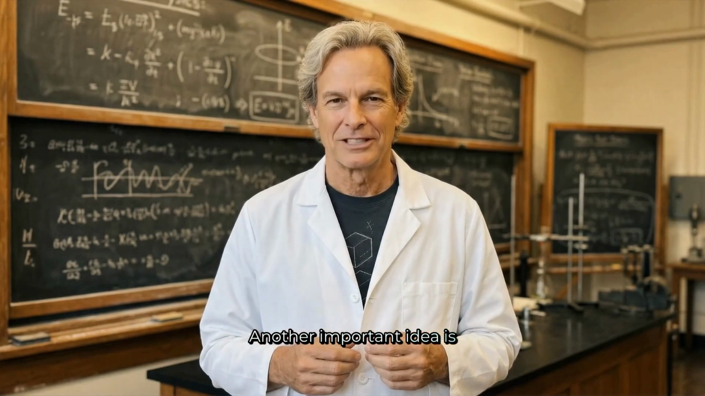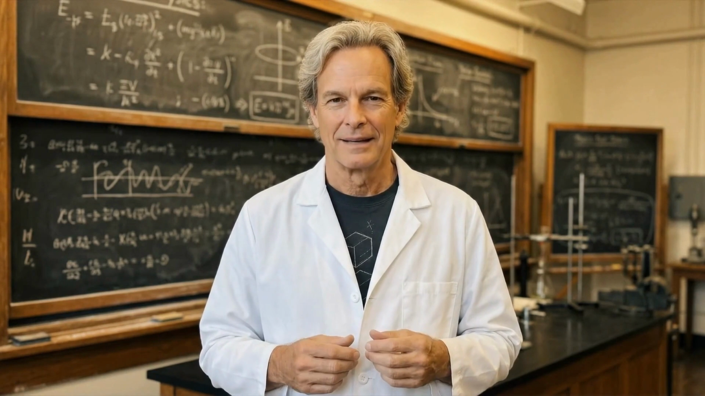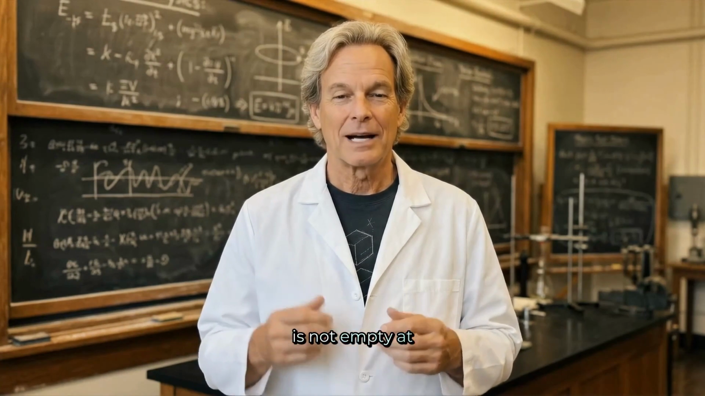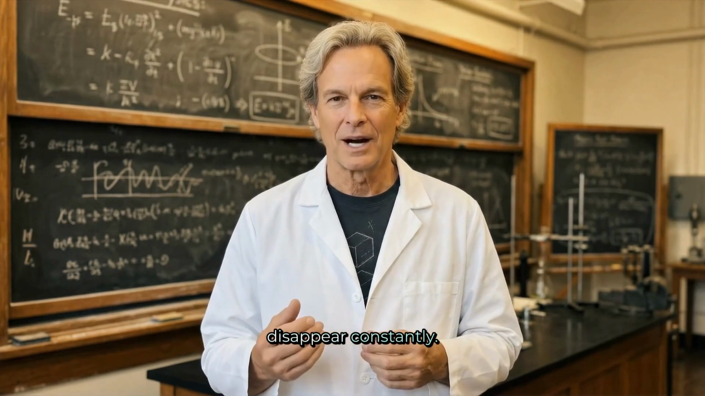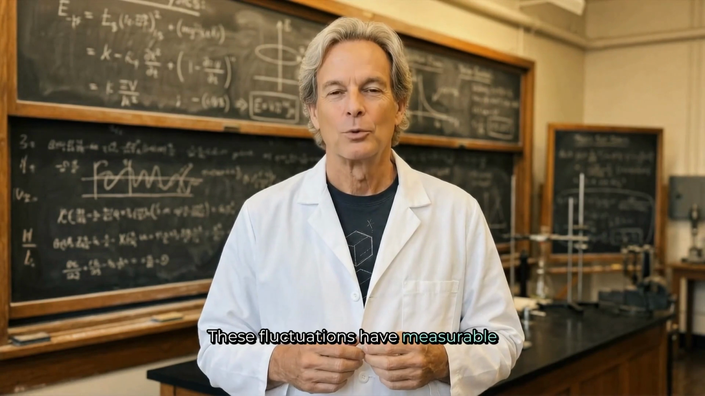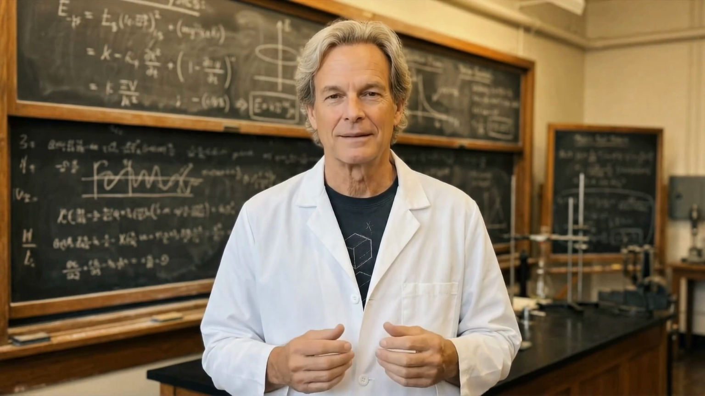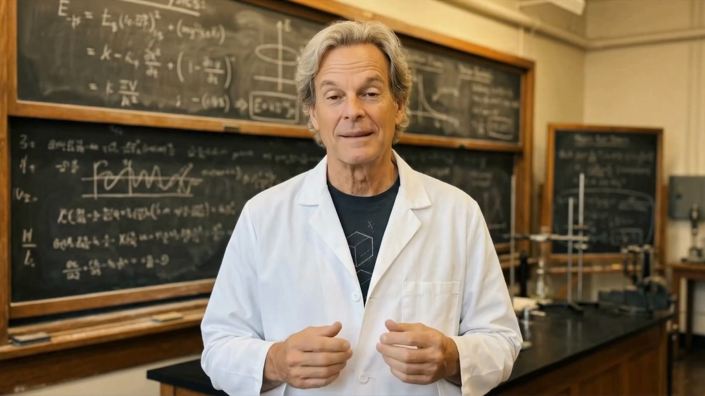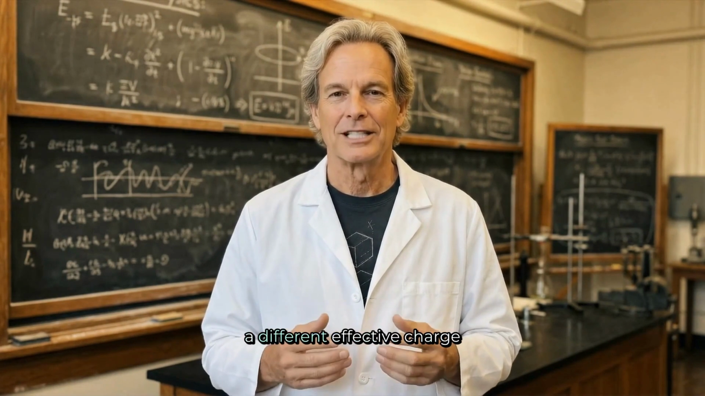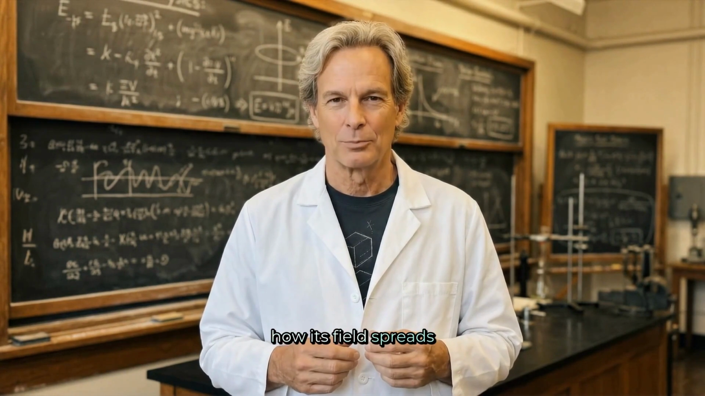Another important idea is the vacuum. In everyday language, we think of a vacuum as empty space with nothing in it. In QED, the vacuum is not empty at all. It is filled with fluctuating fields and virtual particles that appear and disappear constantly. These fluctuations have measurable effects. For instance, they modify the electric charge of particles and influence how forces behave at very short distances. This is why the charge of an electron depends slightly on the energy scale at which it is measured. At higher energies, the electron appears to have a different effective charge because the surrounding cloud of virtual particles changes how its field spreads through space.